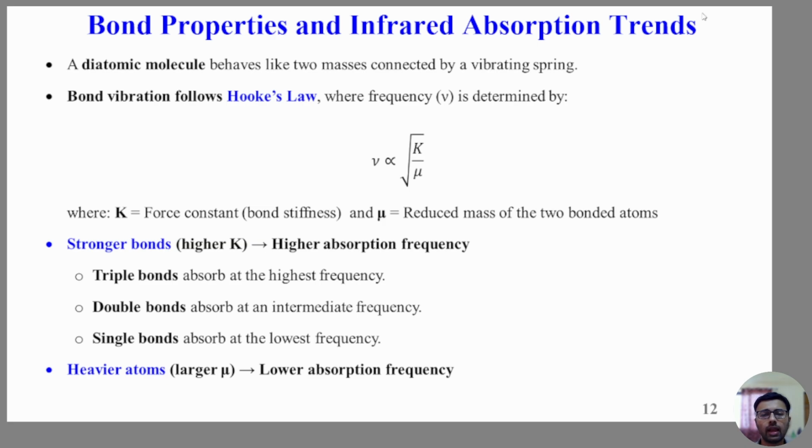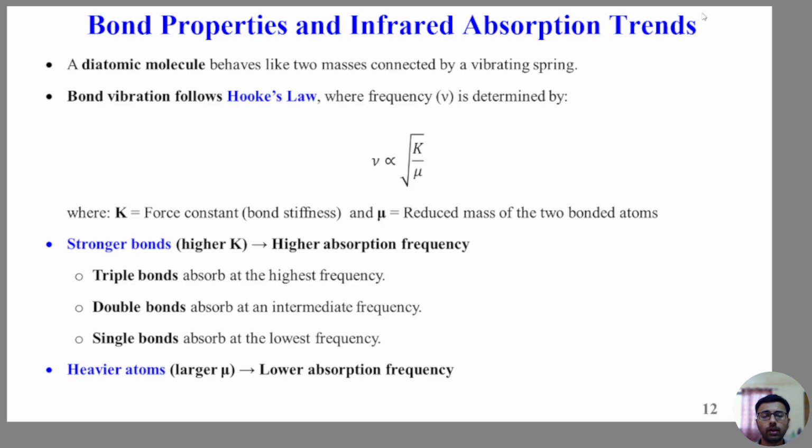Because the bond behaves like a spring, its vibration follows Hooke's law. Hooke's law describes the restoring force in a spring system, and from its principle, we can derive an equation for the vibrational frequency of a diatomic molecule. The frequency of vibration is proportional to the square root of the force constant divided by the reduced mass. Mathematically, we can write it as shown in the slide. Now, let us carefully understand what these variables represent.